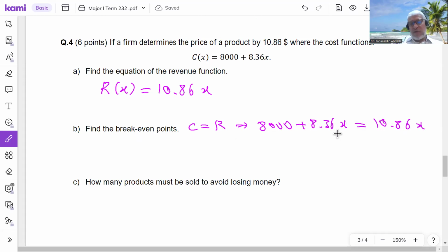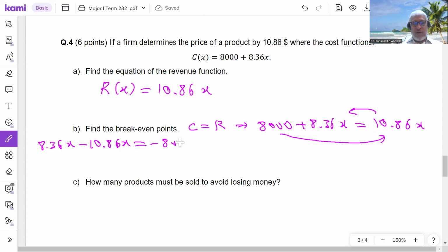To solve it, you take the variables in one side and the numbers in the other side. So I'll bring 10.86x here, and I'll take the number to the other side. I'll have 8.36x minus 10.86x because I'm bringing it to the other side. So I'll change the sign. Also 8,000, when I take it to the right-hand side, it would be negative.